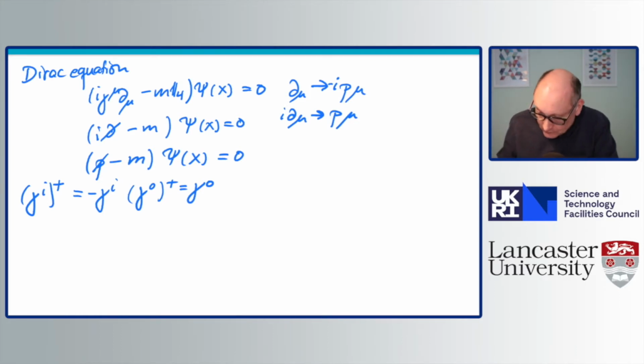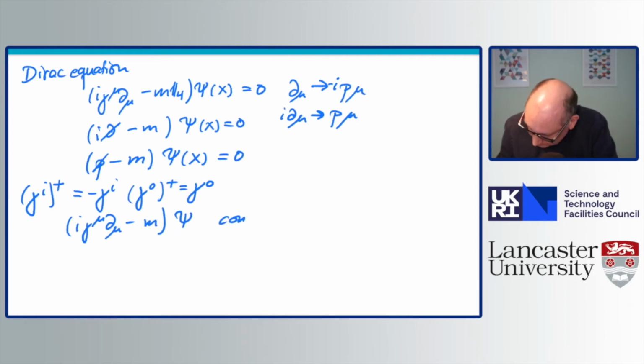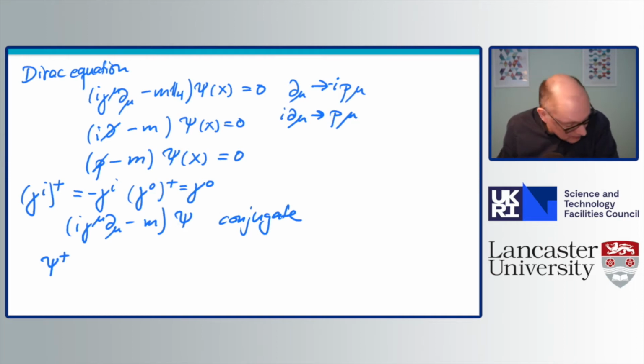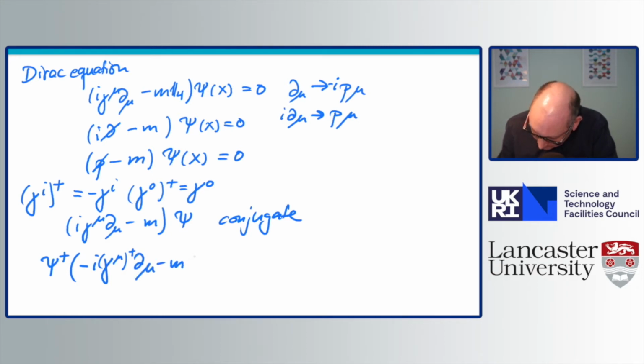Therefore, if we start from the Dirac equation, i gamma mu d mu minus m, let's leave out the spinor notation, psi, and we do conjugation, we get, this is all a number, it's equal to 0, so if we conjugate it, then we start reading it from the right hand side, and we get psi bar minus i gamma mu Hermitian conjugated d mu minus m is equal to 0. Right?